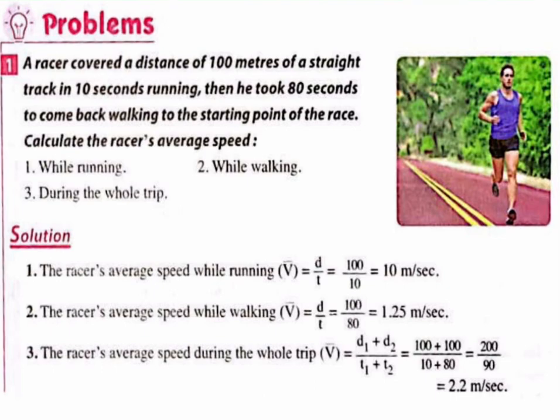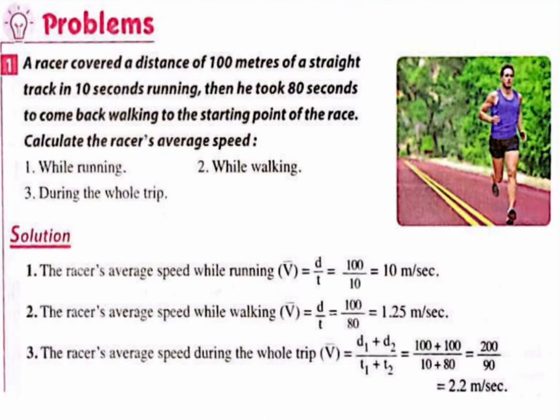So here it is applying, but here this is a racer. Look carefully when he says: calculate the racer's average speed while running, while walking, and during the whole trip. He said a racer covered a distance of 100 meters on a straight track in 10 seconds running. So 100 meters in 10 seconds. Then he took 80 seconds to come back walking.